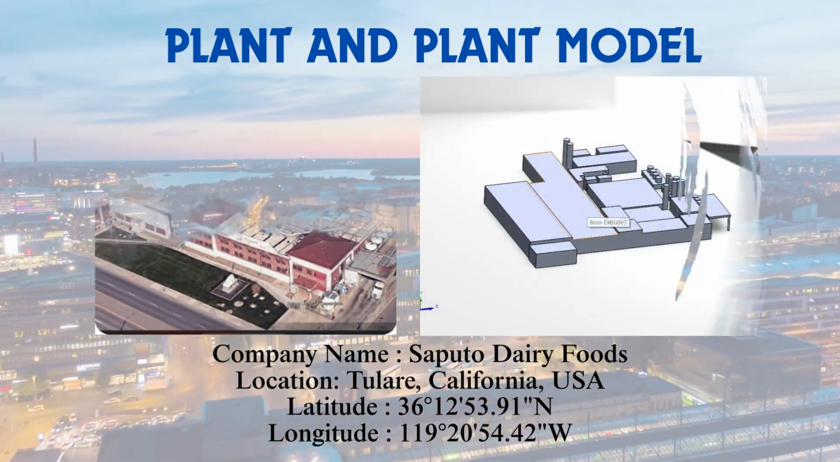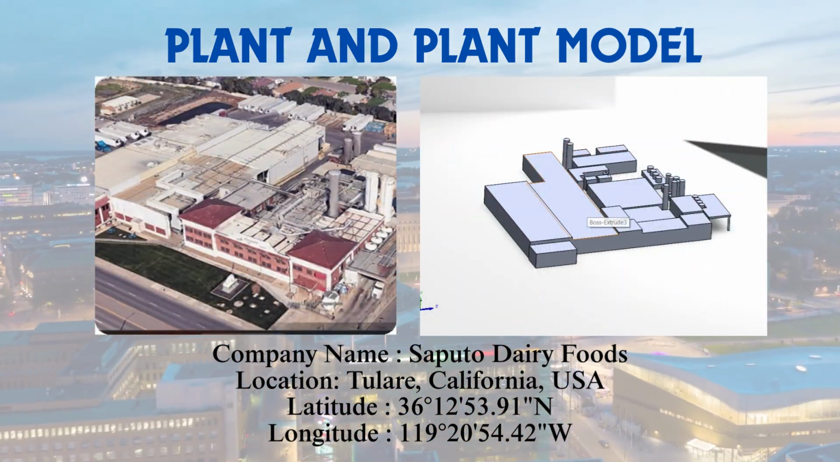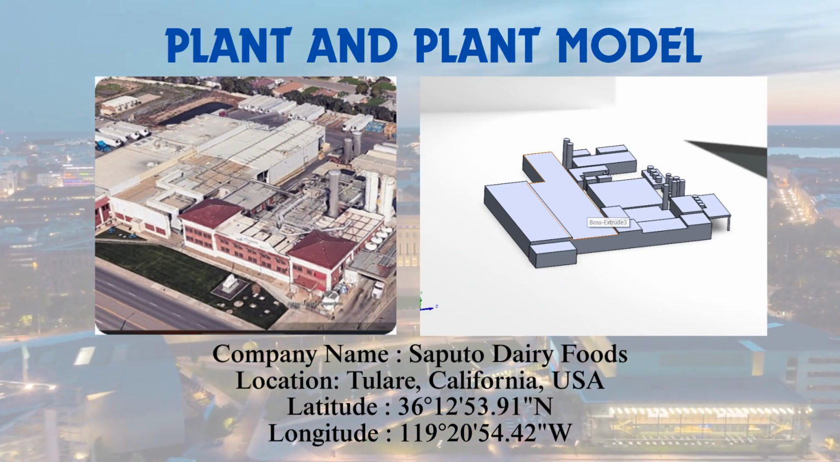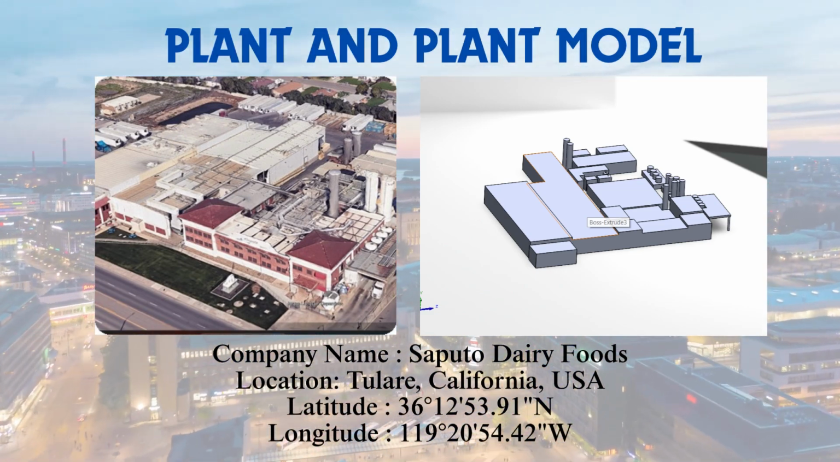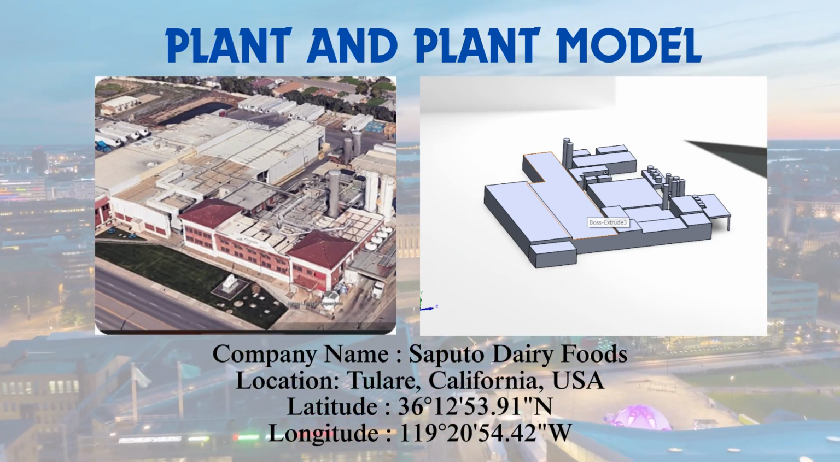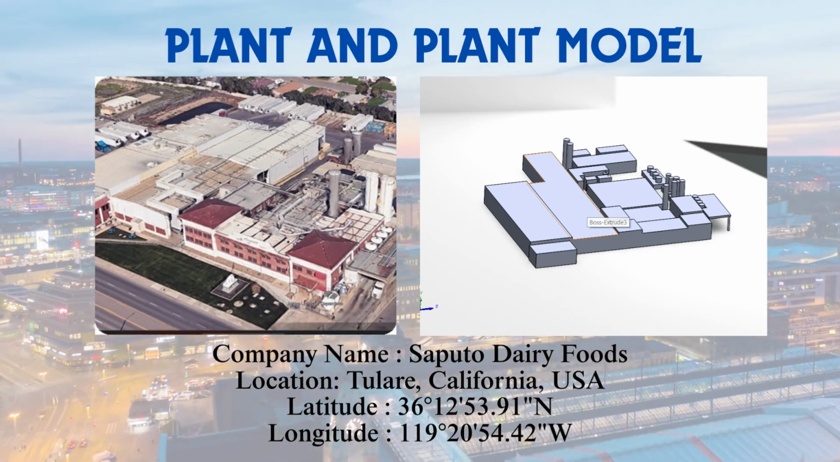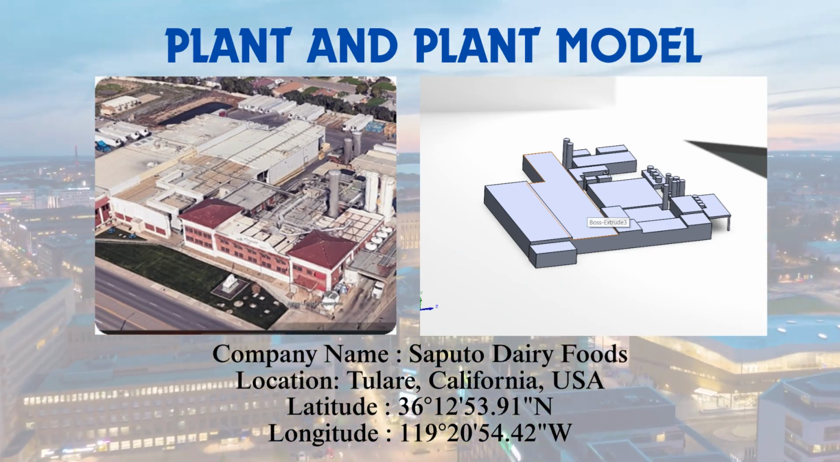This is the plant we used for the simulation. The name of the company is Saputo Dairy Foods and it is located in Tulare, California, USA. The real plant can be seen on the left-hand side and the SolidWorks model can be seen on the right-hand side.